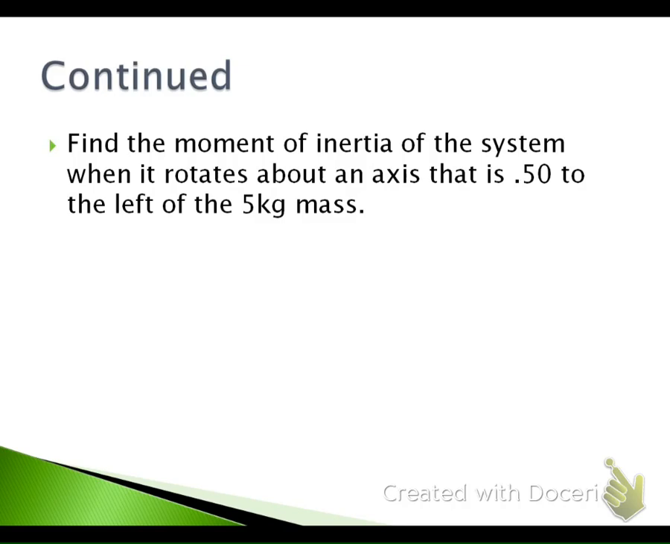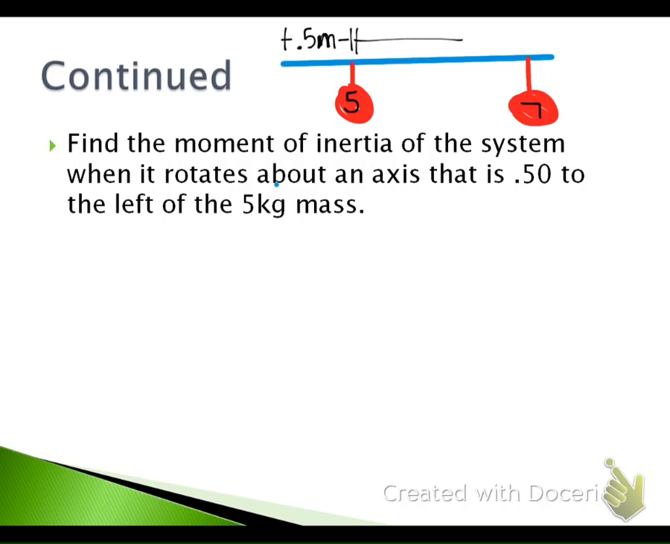Okay, so we're still dealing with that same system, still dealing with both of those masses, the 5 kilogram and the 7 kilogram mass, except this time it's not rotating around the center axis point, it's rotating around the end, like we talked about. Okay, so this is kind of what it should look like. Now our axis point is right here. It's rotating now around the end rather than through the middle.